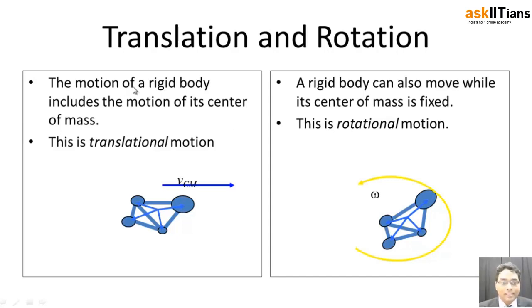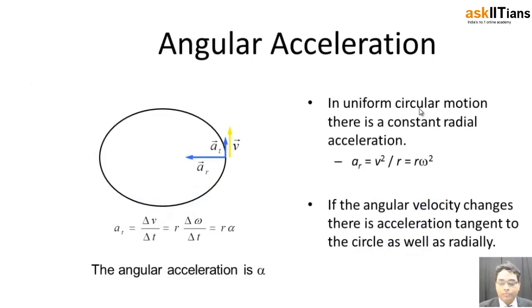When we talk about translation motion, the translation motion of a body includes the motion of its center of mass, where its center of mass actually moves. When the center of mass actually moves, that is what is meant by translation motion. In the case of rotational motion, the body can also move while the center of mass is fixed. So with respect to the center of mass, you can have a moving top or a disc rotating about its center of mass with the center of mass fixed. That is what is meant by rotational motion.